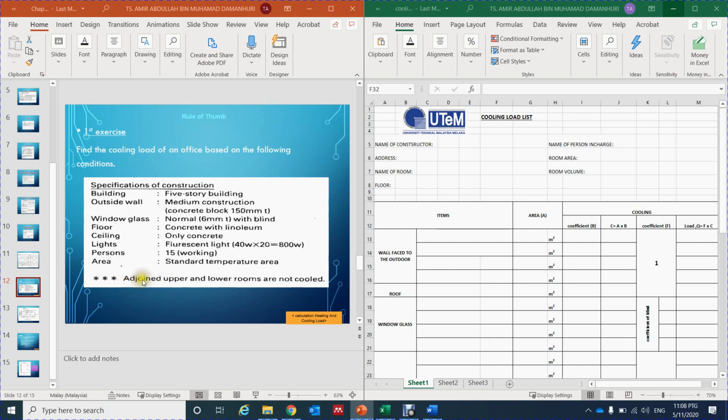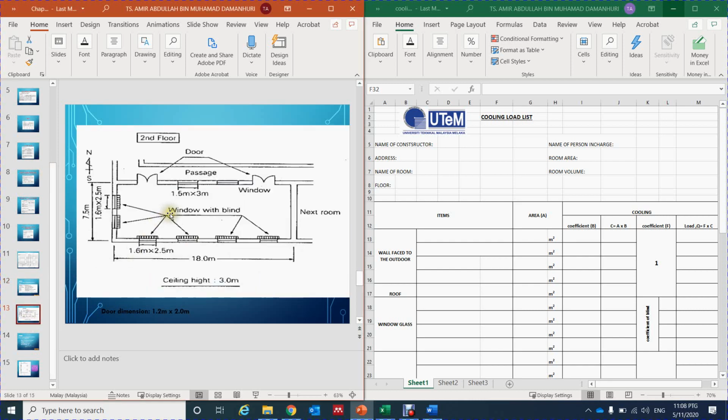So the adjoining upper and lower room are not cool. That means we calculate it and refer to the table that we have, which is the adjoining upper and lower room are not cool. So this is the example we have here.